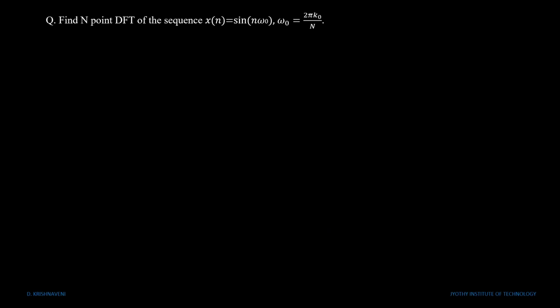Similarly, the next question is to find the N-point DFT of sin n omega naught. This problem is the same as the previous one, except that instead of cos we have sin here, and sin theta is (e to the power of j theta minus e to the power of minus j theta) by 2j. So we will write x of n as sin 2 pi k naught n by N, which is 1 by 2j into e to the power of j theta, so j 2 pi k naught n by N, minus e to the power of minus j theta. The 1 by 2j I have written outside.